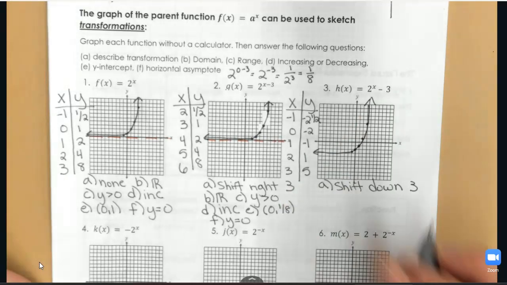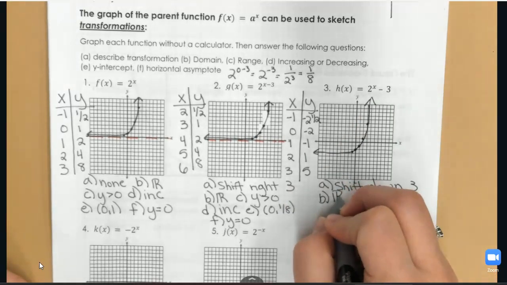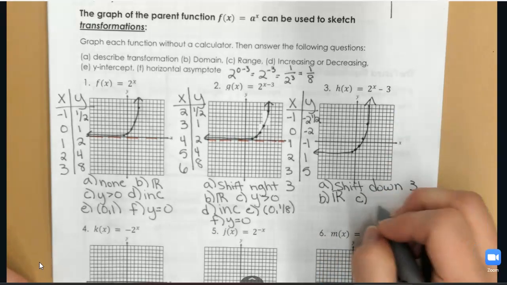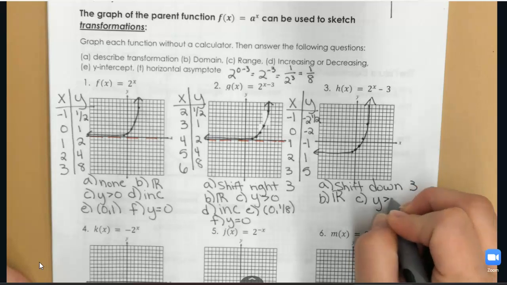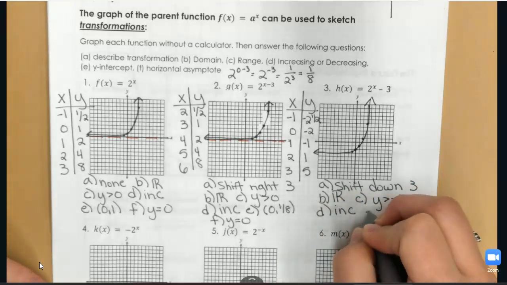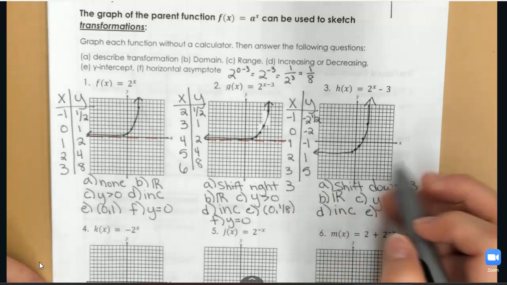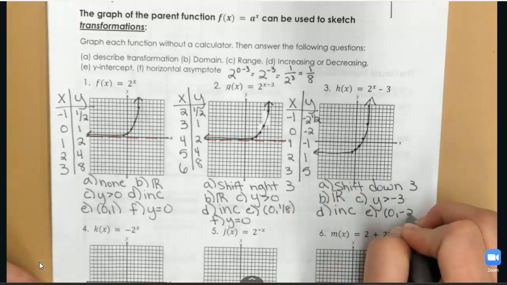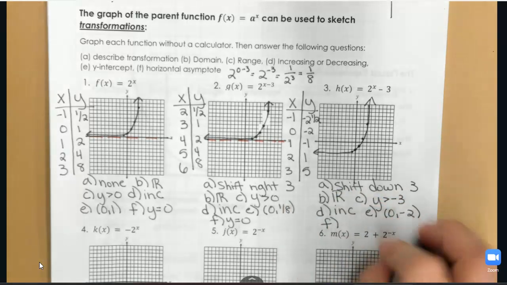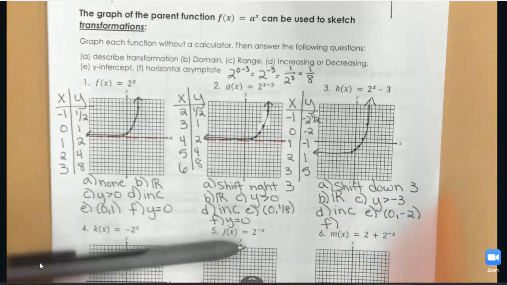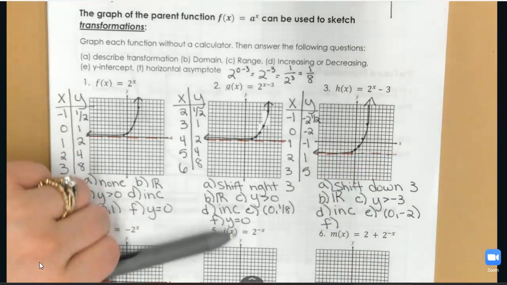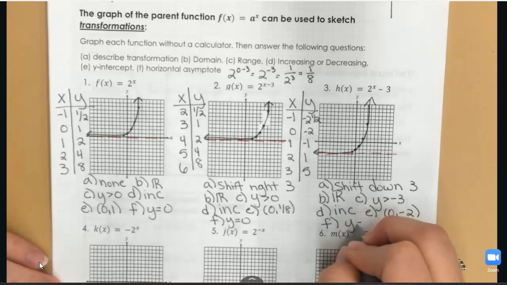Okay. So looking at this new graph, my domain is still all real numbers. My range has now shifted though because I have shifted down. I now have all y values greater than -3. We still have an increasing graph. My y-intercept is now at (0, -2). And then I have a horizontal asymptote that is related to my new range. That horizontal asymptote also shifted down 3, and it is at the line y equals -3.